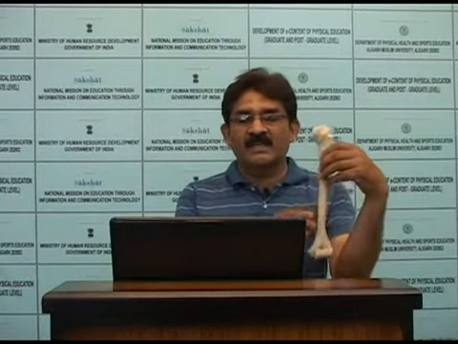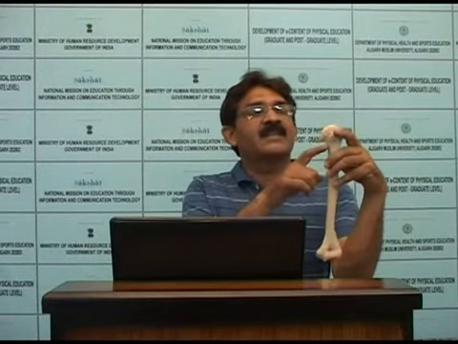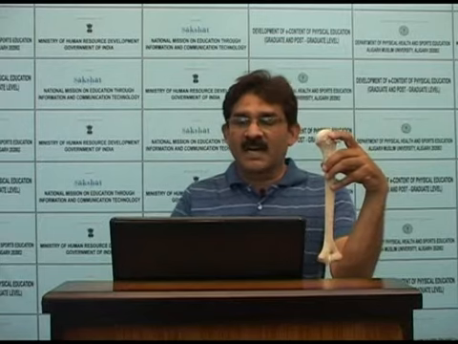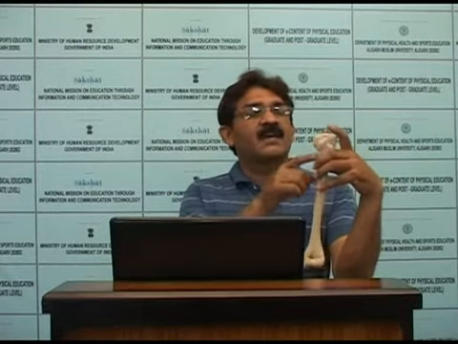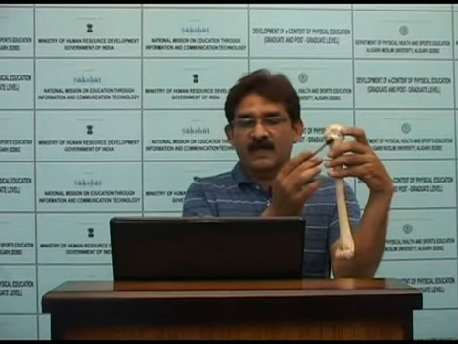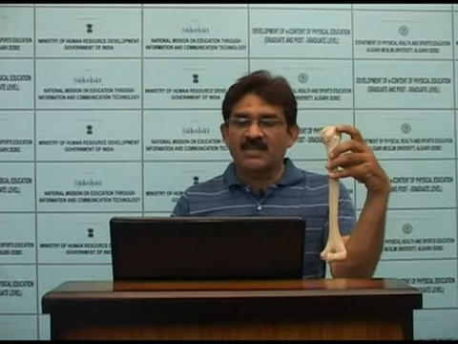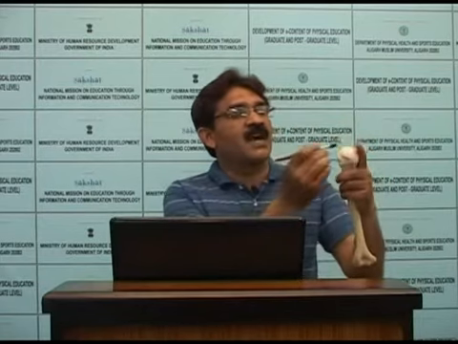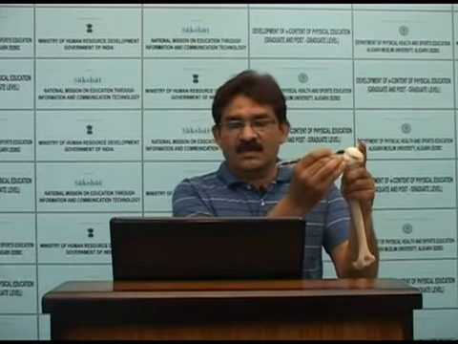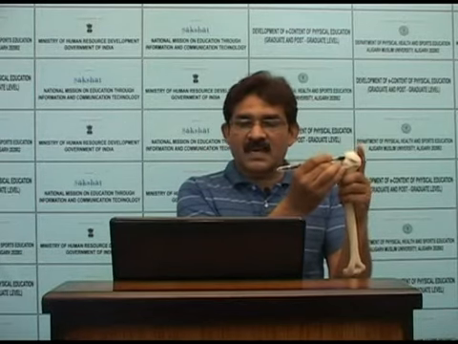Next is the humerus. It has two ends. The upper end has the head of the humerus, the anatomical neck, the surgical neck, and the greater and lesser tubercles. This is the greater tubercle and this is the lesser tubercle, with the crests of the greater and lesser tubercles. This is the intertubercular groove. This is the surgical neck.